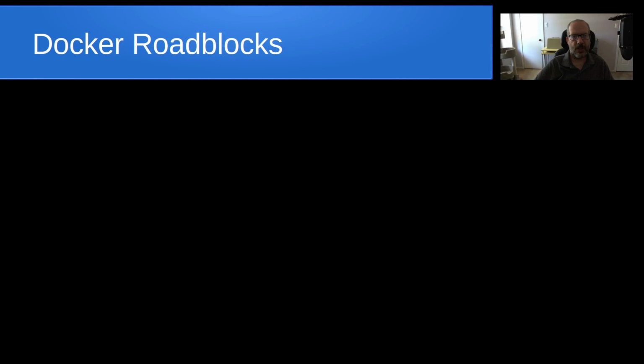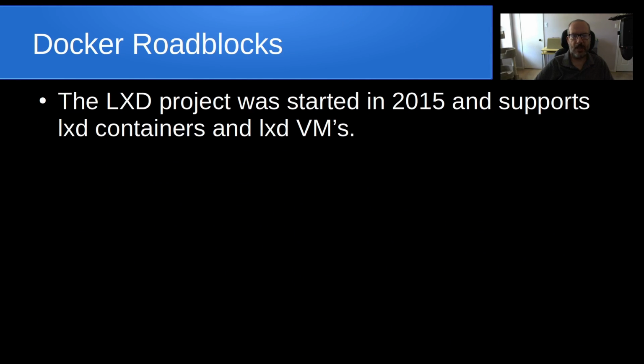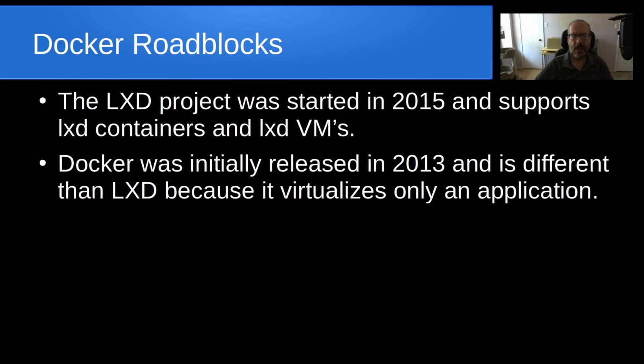Today I want to discuss some Docker roadblocks. So the LXD project, which I discuss on the channel all the time, was begun back in 2015, and it supports LXD containers and also LXD virtual machines. Docker was initially released in 2013, and it's different from LXD because it virtualizes only an application, whereas LXD containers virtualize the operating system, and virtual machines virtualize the operating system as well as all of the hardware.